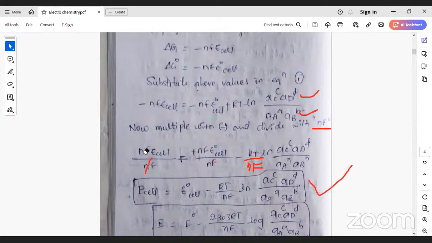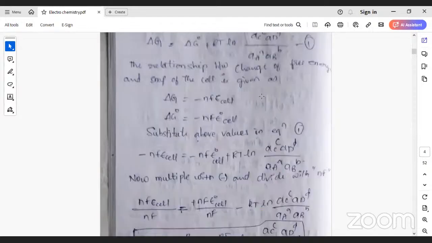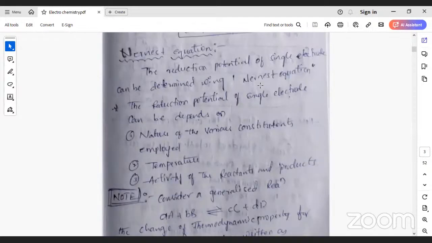The reduction potential of a single electrode depends on three parameters: the nature of the constituents employed, the temperature, and the activity of the reactants and products. Once again, the reduction potential of a single electrode can be determined using the Nernst equation, and it depends on these three parameters.